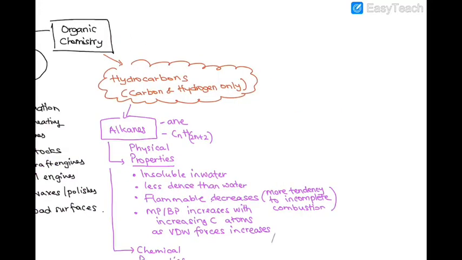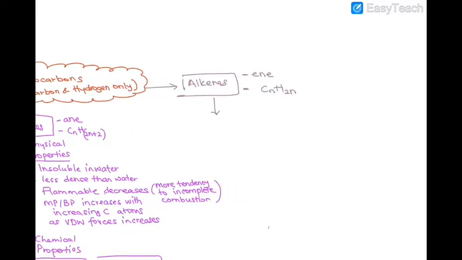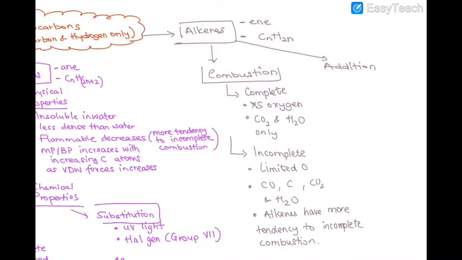The second type of hydrocarbon that we have is alkenes. So alkenes' names end with "ene", and the general formula is CnH2n. And for alkenes, we also have two kinds of reaction. We have combustion reaction, and we also have addition reaction. For combustion, again, you're going to have complete and incomplete combustion.